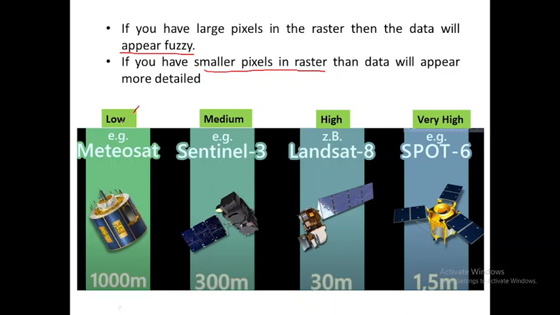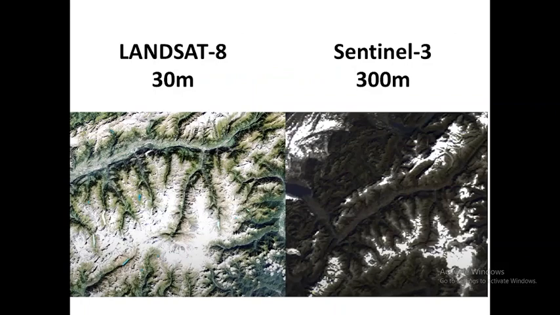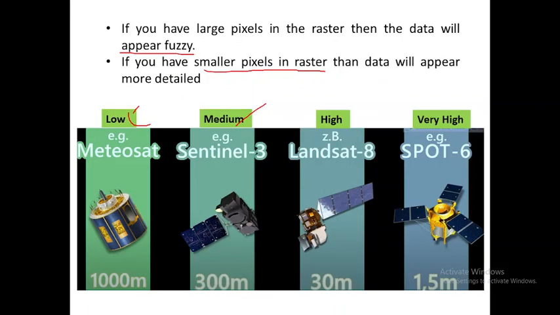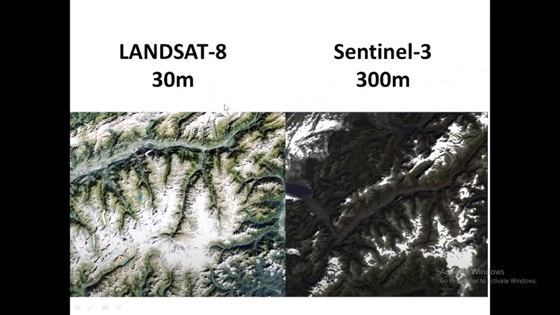This one has low resolution, Sentinel-3 has medium resolution, Landsat 8 has high resolution of 30 meters, and Spot 6 has very high resolution, that is 1.5 meters. Now we have to compare the images of these satellites with high resolution and low resolution, and then we can see an obvious difference.